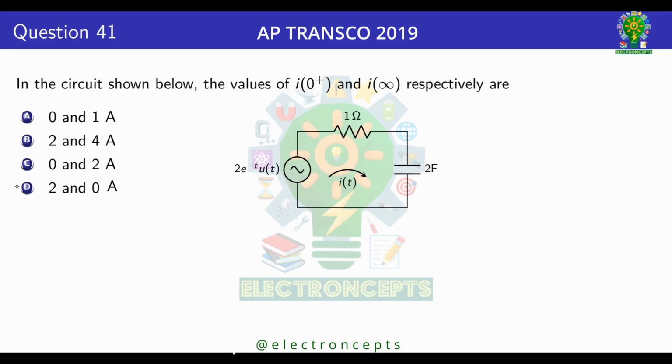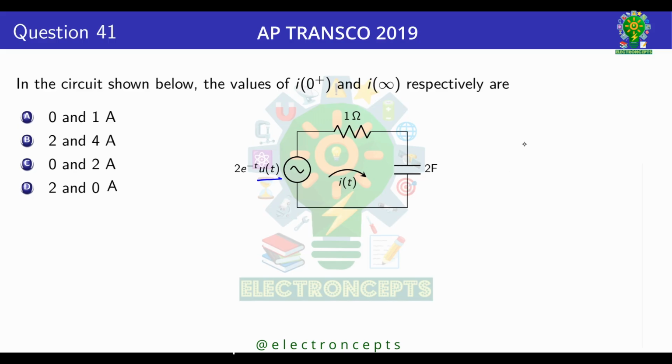Question number 41. In the circuit given below, we need to calculate the current through the capacitor at t equal to 0 plus and also at t equal to infinity. At t equal to 0 minus, the source is inactive. In the circuit, it is mentioned that supply voltage is equal to 2 e power minus t into u of t, which means at t equal to 0 minus, the source is inactive.